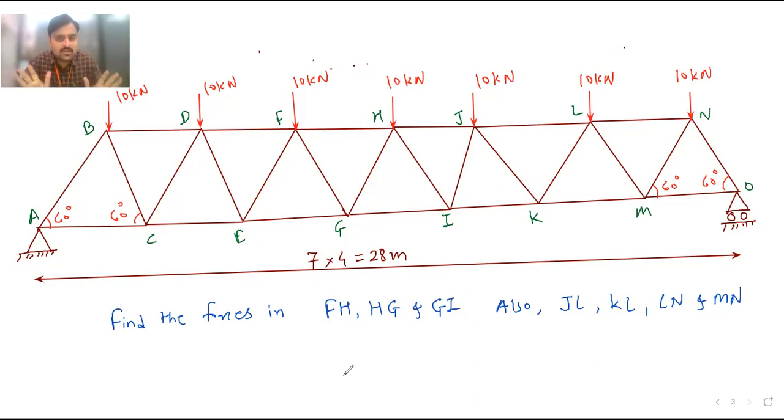So a simple truss is there. Only triangles. All are maybe 60-60 angles. So ABC is an equilateral triangle. MNO is also an equilateral triangle. This 7 into 4, I will explain to you.